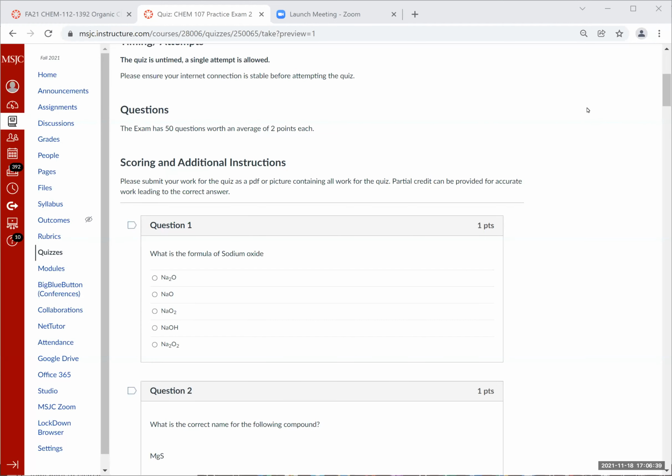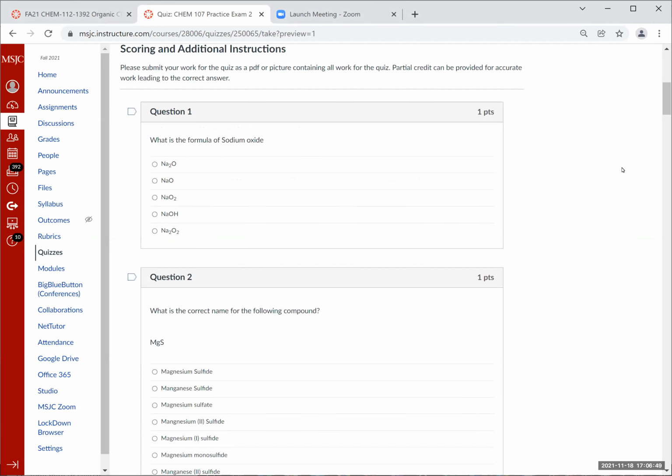Okay, so today we'll be going over the practice exam for Chem 107, practice exam 2. So let's go through a few of these questions. First we have a series of nomenclature questions. So in terms of nomenclature, first and foremost, let's look in this case.